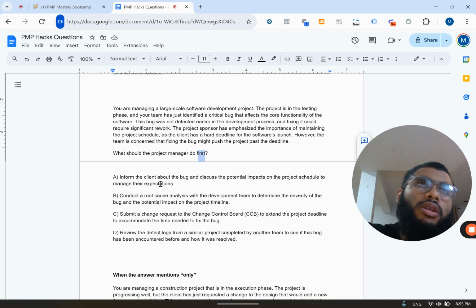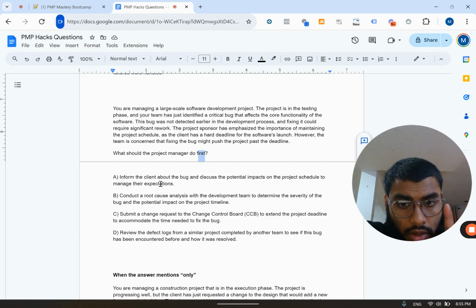Again, it's good to inform your client, but you don't want to do that first because you want to solve the situation and you don't want to freak out the client. Let's just put it on the side for now. Let's not eliminate it right away. There's probably a better solution. Conduct a root cause analysis. Okay, root cause analysis, our favorite word, with the development team to determine the severity of the bug and potential impact on the project timeline. Okay, very good. Conducting root cause analysis will give us enough information we need to take appropriate action.